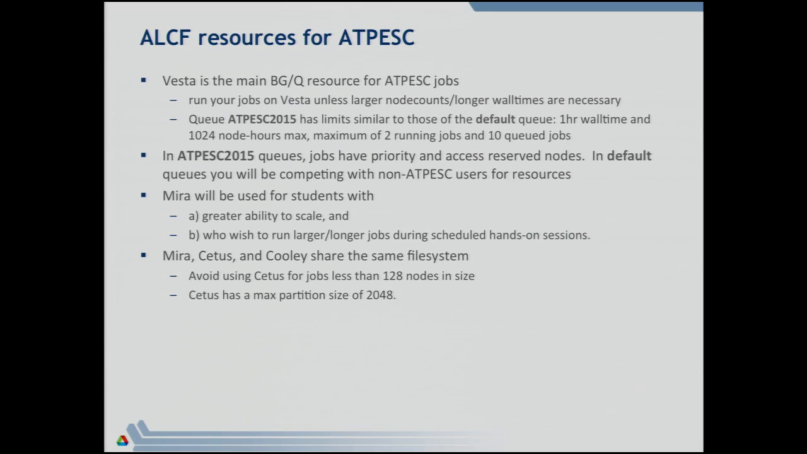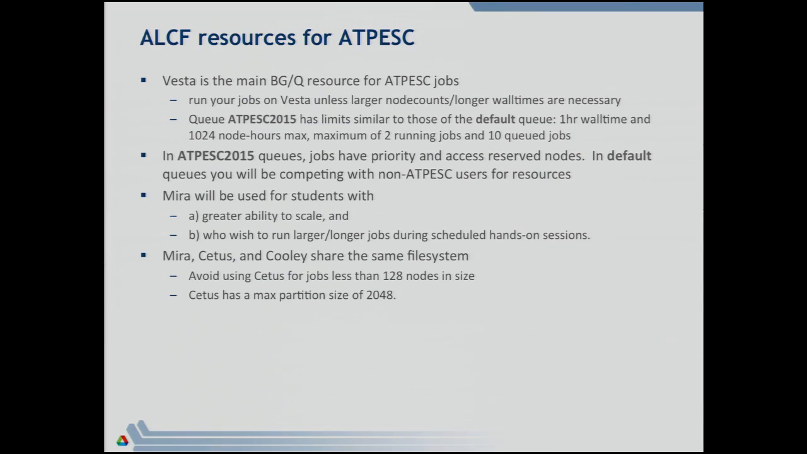Okay, I think I have probably covered most of these items already in talking on the previous slide. Vesta is your main resource. The longest you can run on Vesta is 1 hour. And if you start queuing a lot of things, the limit on how many jobs you can submit at most is 10, and at most 2 of them will be allowed to run at once, just to try to be fair to everyone.